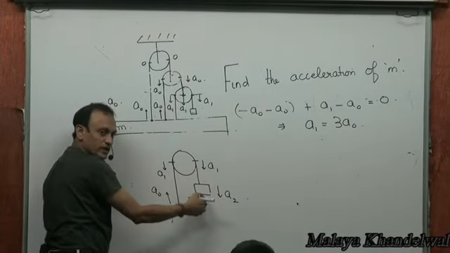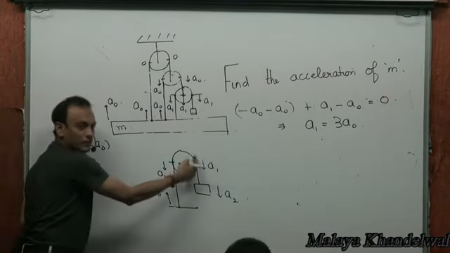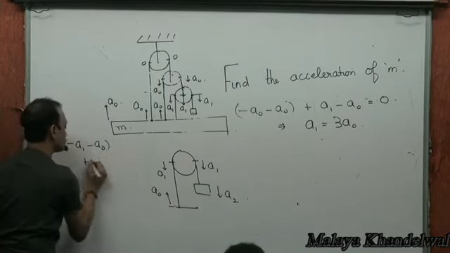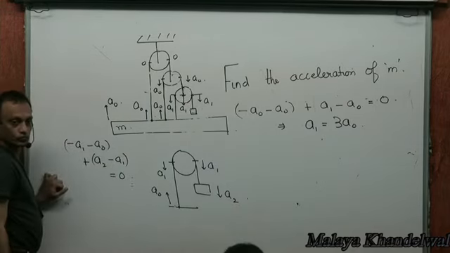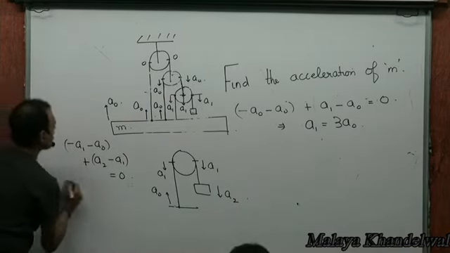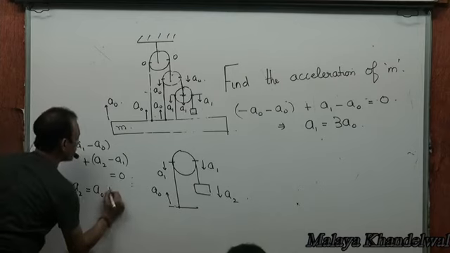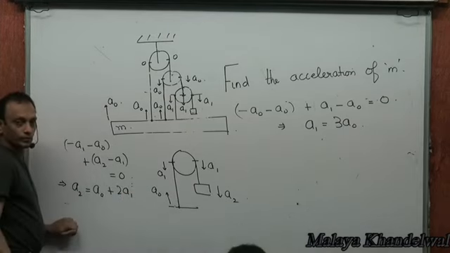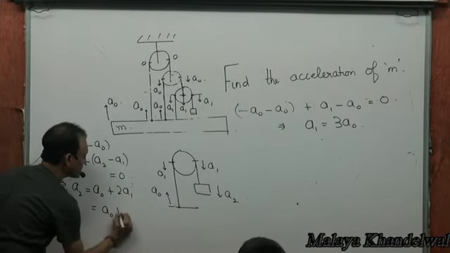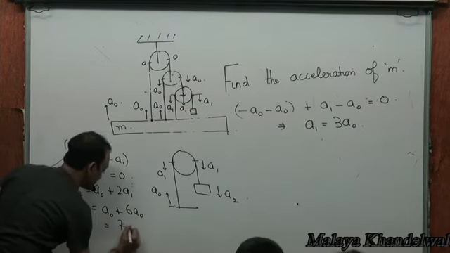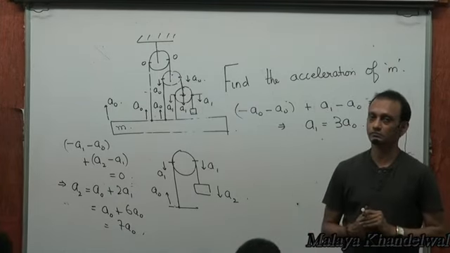Now I apply the string constraint going this way. So minus a1, minus a naught. Wrap up length does not matter. a2 minus a1. All of this must turn out to be 0. Yes or no? So that gives me a2 equal to a naught plus 2a1. But a1 is 3a naught. So a naught plus 6a naught. That makes it 7a naught. Right?